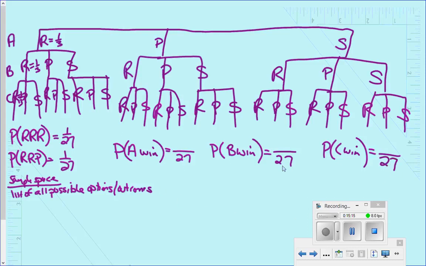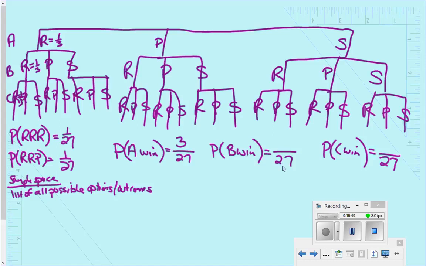We're going to start with A. Now, if you recall from the explanation of the game, A wins if all three match. So rock, rock, rock, paper, paper, paper, scissors, scissors, scissors. That's only happening 3 times, right? So that means A is going to win 3 times out of 27 total times. Now, I realize that's going to be simplified, but we're going to leave it as 3/27 for a minute.